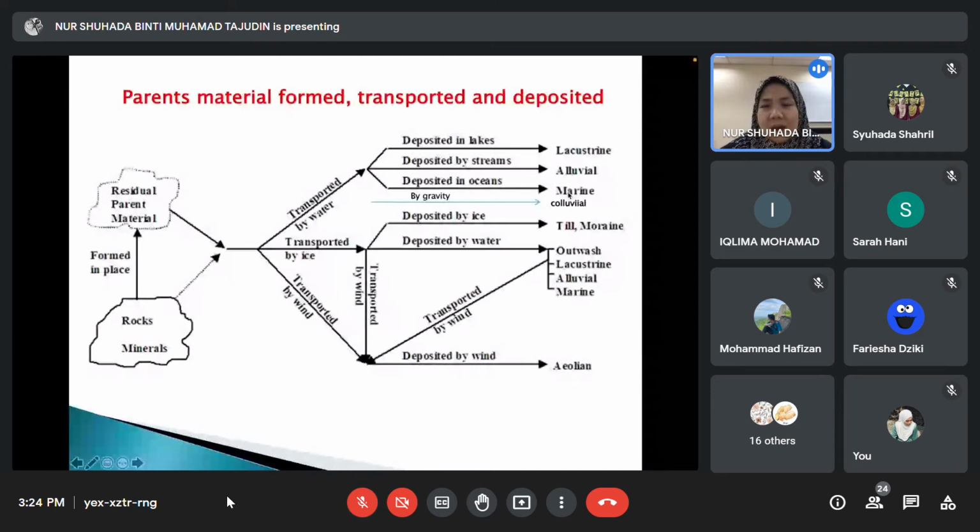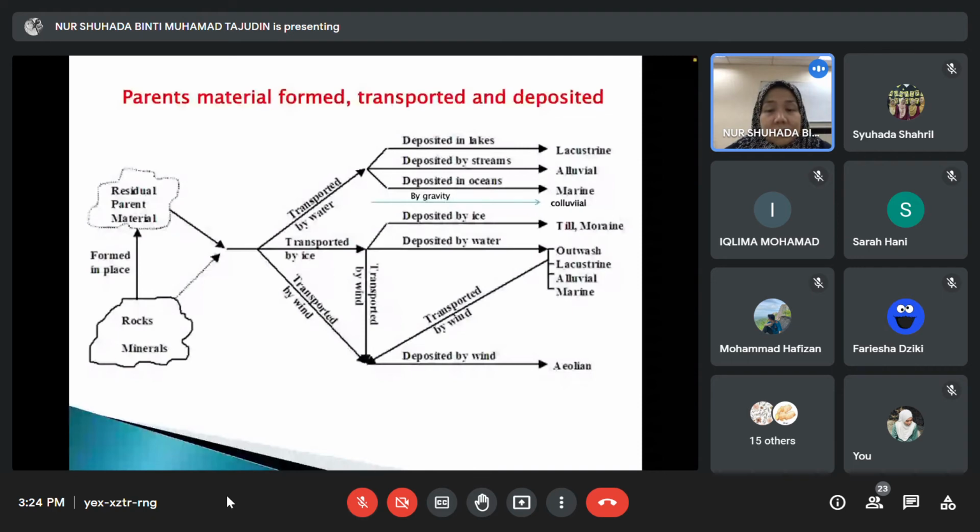Okay, but I want to mention here is alluvial, marine and colluvial. You have to take note. Okay, so kita tengok tiga dulu. Okay, alluvial is transported by running water and deposited along stream. Okay, so this is alluvial.